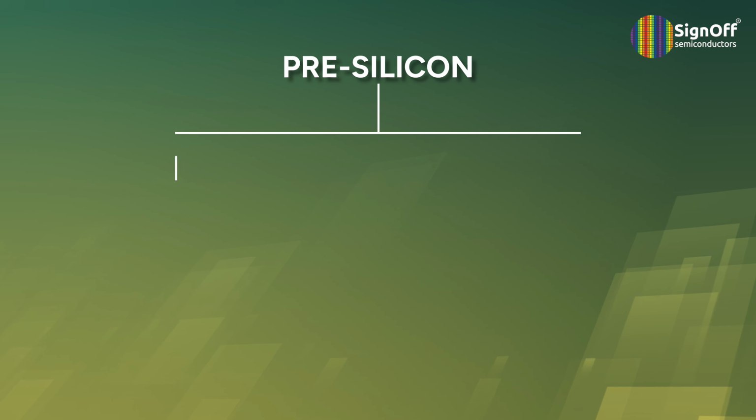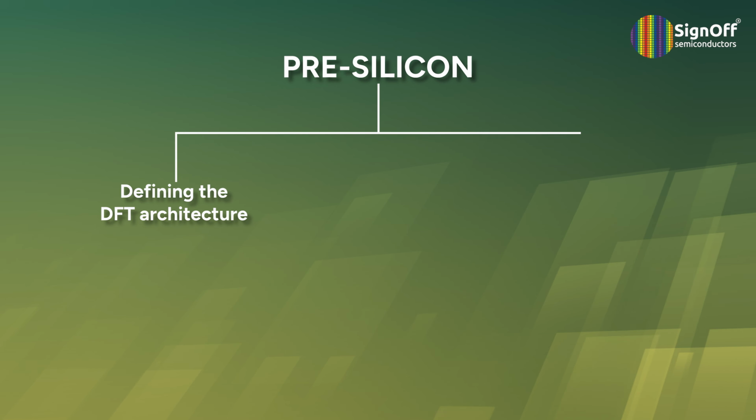The first step is defining the DFT architecture. So when we look at the RTL, when we look at the design, the design might be using multiple components. For example, flops will be there, memories will be there, analog parts will be there, IOs will be there. So depending on what components we are using, we have to define the DFT architecture.